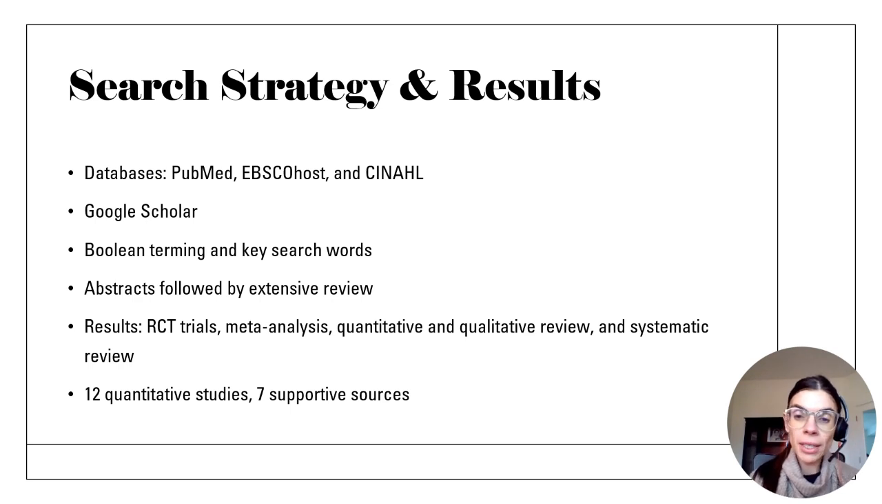When searching for research studies and scholarly literature, I utilized the PubMed, EBSCOhost, and CINAHL databases. I also utilized Google Scholar. I kept my terming at Boolean and used keyword searches. I read a lot of the abstracts, followed by an extensive review if the abstract met the criteria that I was looking for. A lot of the results were randomized controlled trials, meta-analyses, quantitative and qualitative reviews, and systematic reviews. Overall, I came up with 12 quantitative studies and 7 supportive studies.